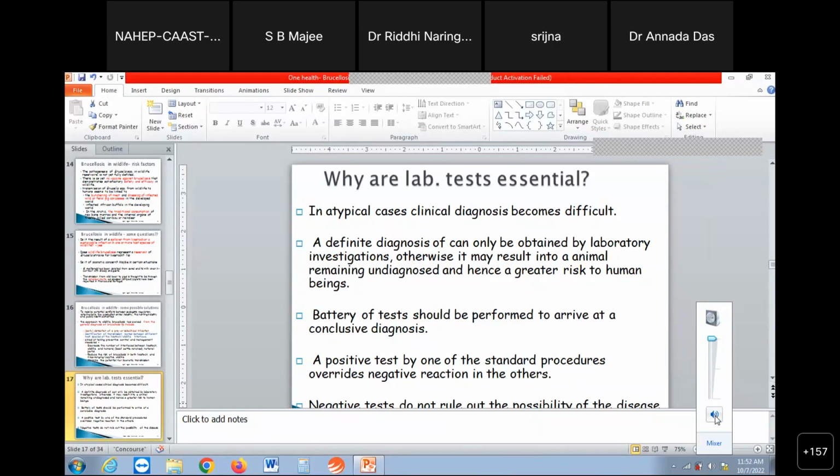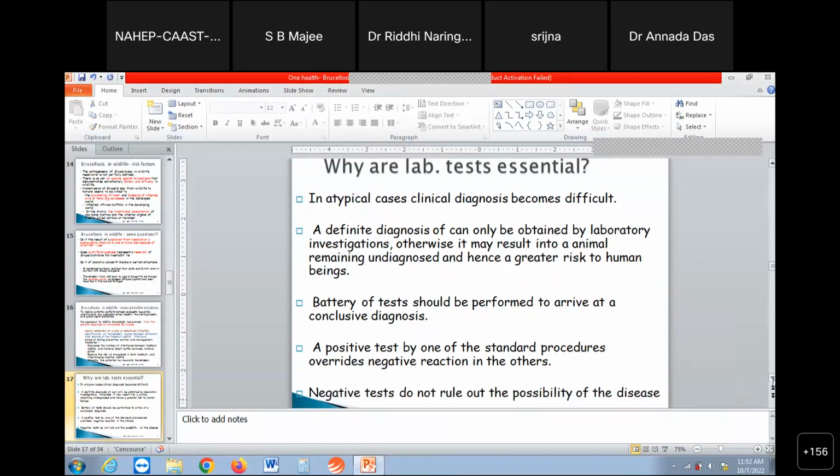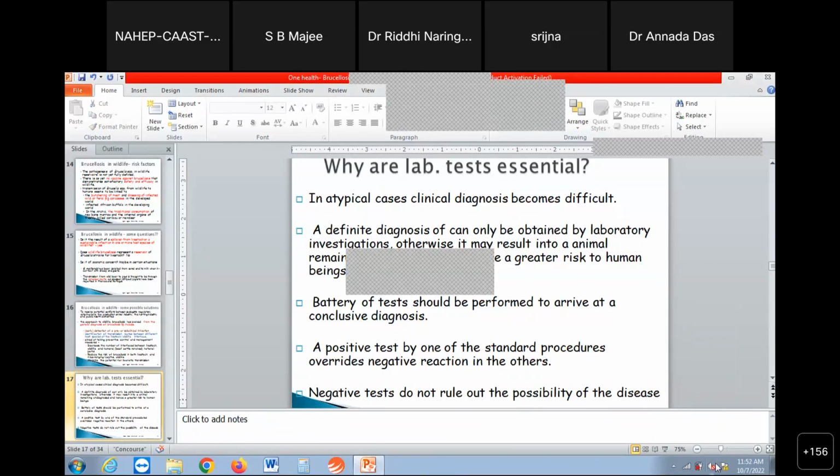So one test is not sufficient; a battery of tests must be performed to arrive at a conclusive diagnosis. A positive test by one of the standard procedures may override a negative reaction in any other test. The negative tests do not rule out the possibility, of course, of the disease.